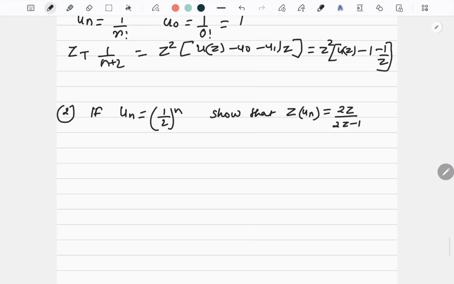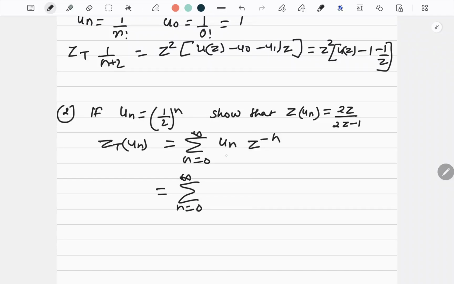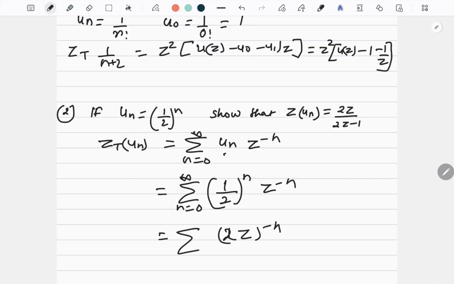Now look at the next question. If u_n is equal to this, show that the Z transform of u_n is this. Simple. u_n is this, so the Z transform of u_n is summation n equals 0 to infinity u_n z to the power minus n. Substitute the value. The u_n value is 1 by 2 to the power n, right? And z to the power minus n. So this is summation of (1 by 2) to the power n and z to the power minus n. Okay, now I got this simple expression where n equals 0 to infinity.